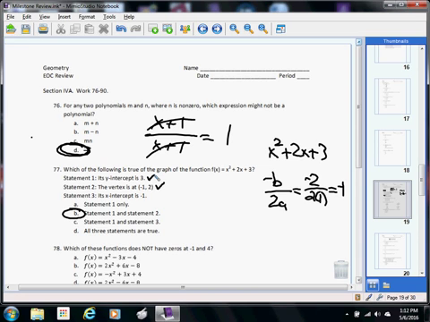If you push the y equals button on your calculator and type that in, you'll see it opens up. Does it even have an x-intercept? No, it doesn't cross the x-axis. So that means statement 3 cannot be true. So the only ones that are true are 1 and 2. Questions?